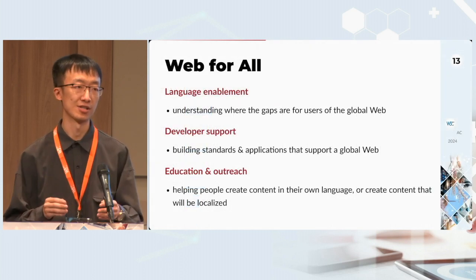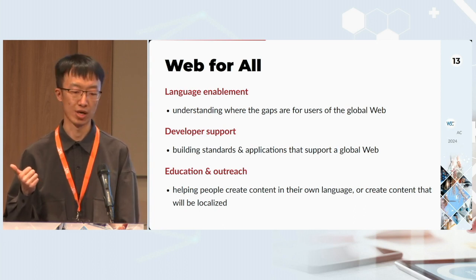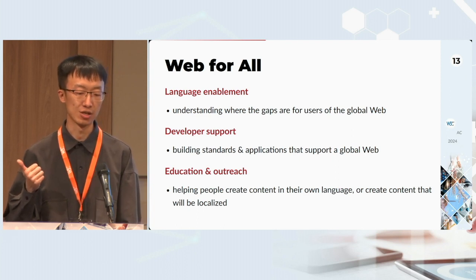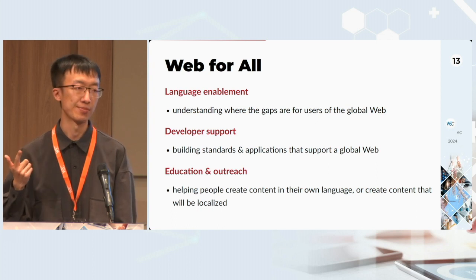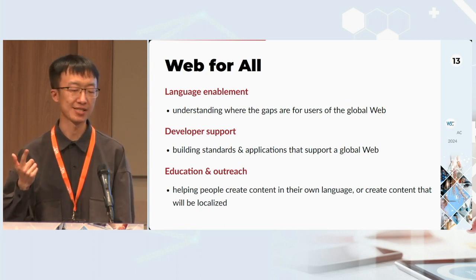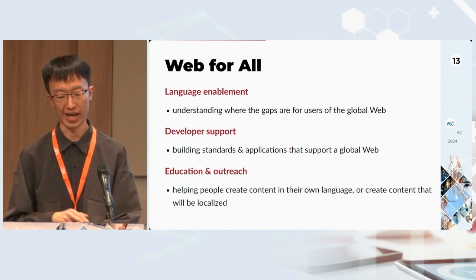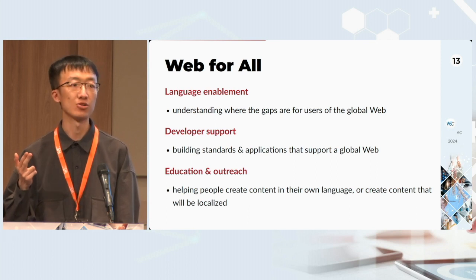Our work covers three main areas. Language enablement is to understand where the gaps are for the global users of the global web. Developer support is to build standards and applications that support the global web. And education and outreach is to help people create content in their own language or create content that will be localized.